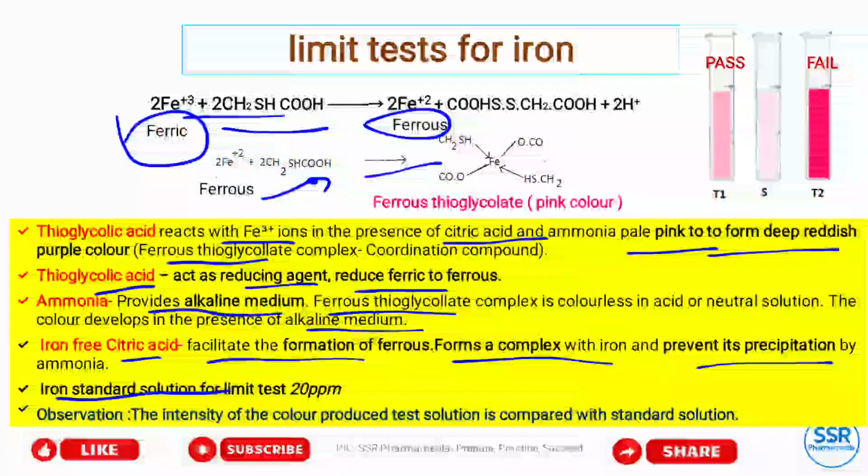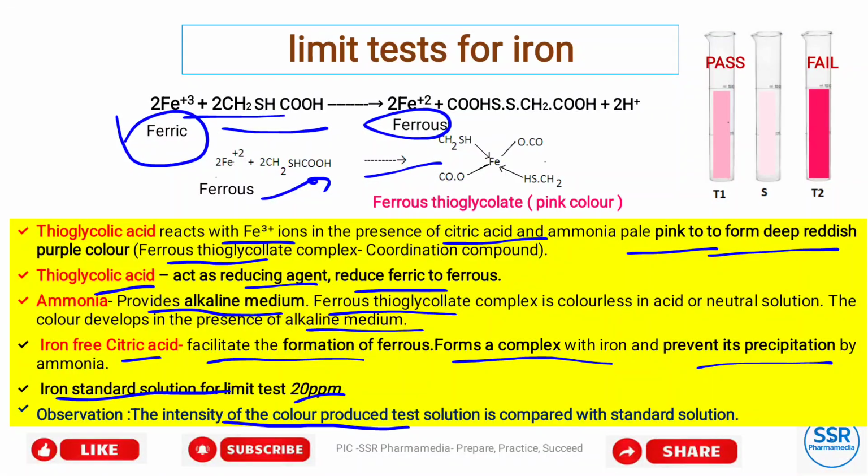Iron standard solution for limit test for iron is 20 ppm. Then observation: the color intensity produced in the test solution should be less than that of the standard in order to pass. So the color intensity of the test is compared with the standard solution.